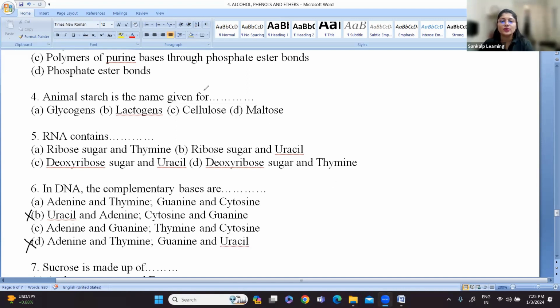Okay, I've got the answers. Vedvati, Netravati, and Priyanka have answered it as A. Yes, it is correct. A, T and G, C. Fine, good. So we'll go for the next one.